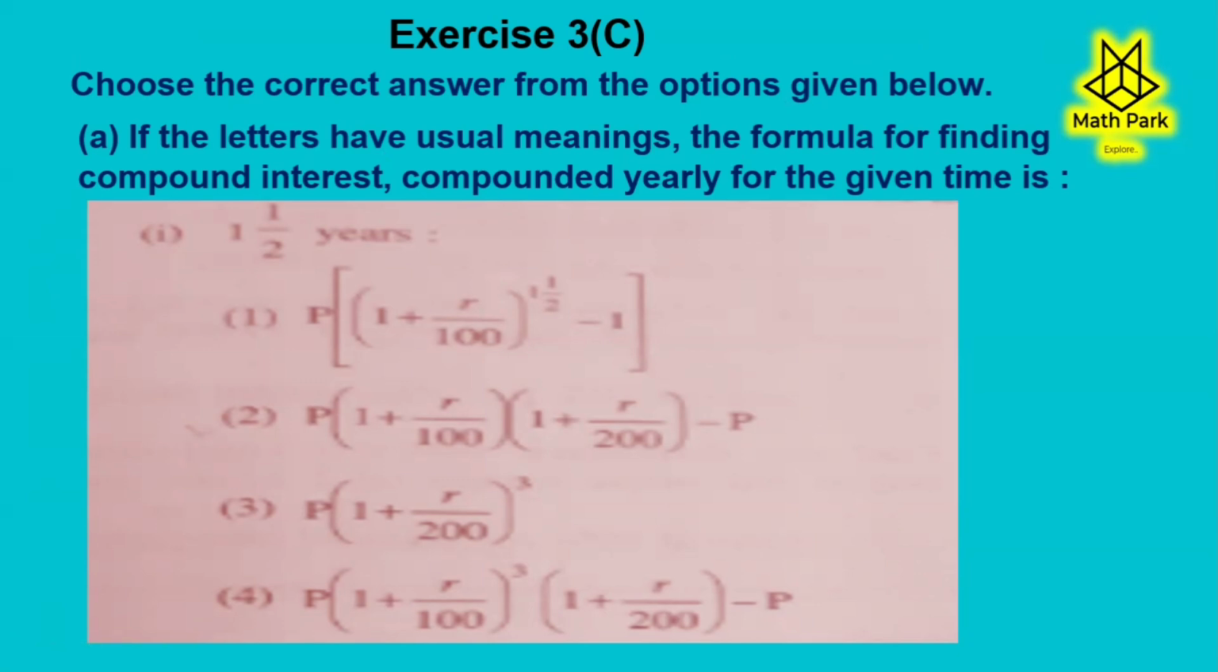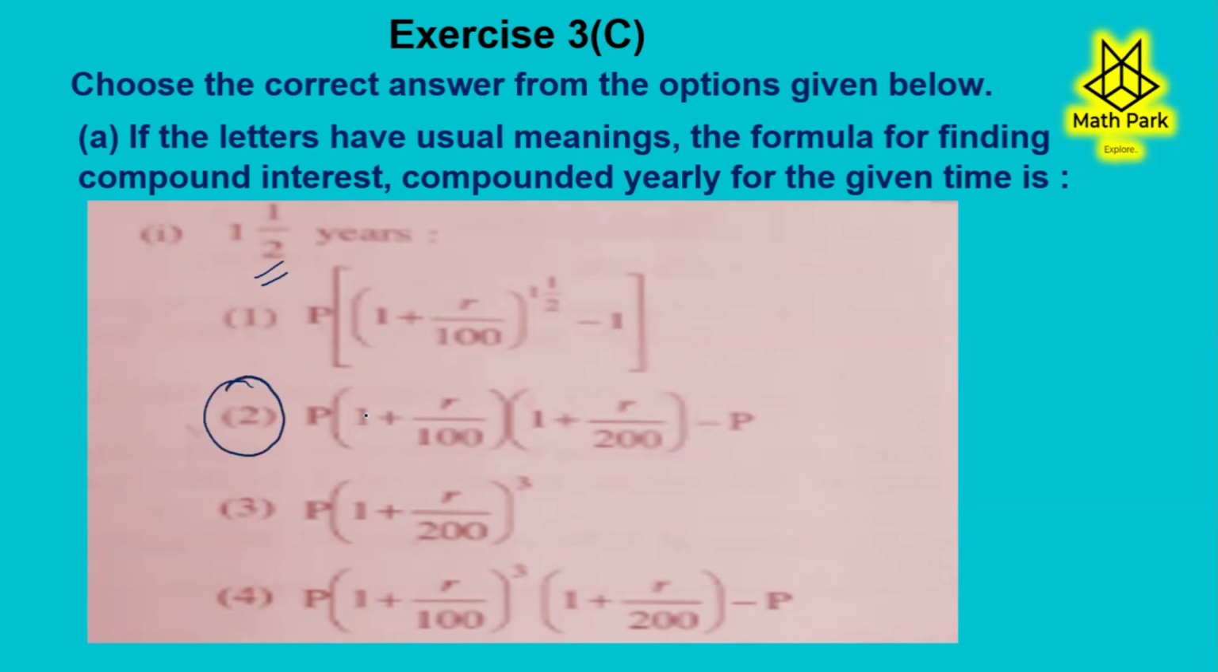If the letters have usual meanings, the formula for finding the compound interest compounded yearly for the given time is. Now remember, this is the fractional year. So whenever it is a fractional year, what we do is first we find for the complete whole year and then we find for the remaining. So in this case, option 2 is the correct option.